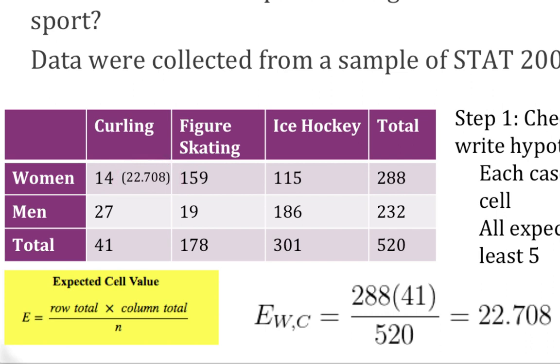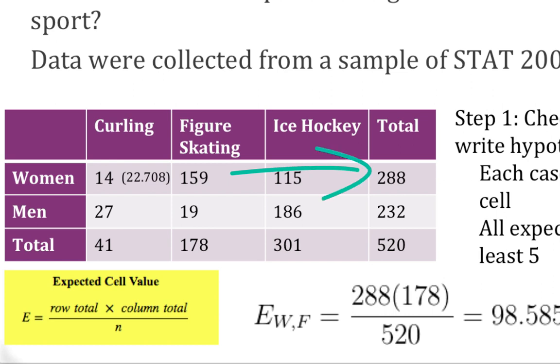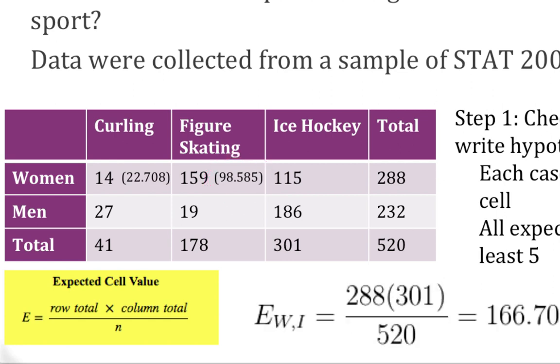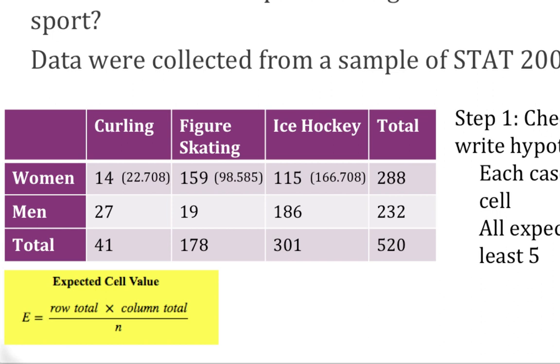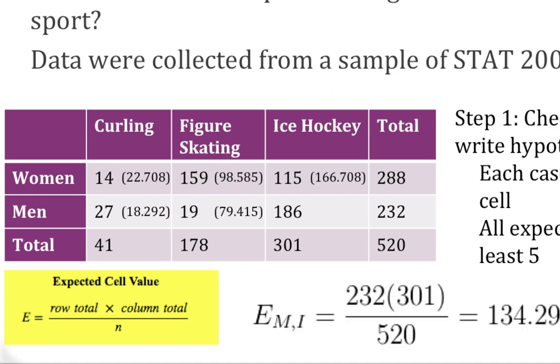Let's look at the next cell, women and figure skating. We have the row total of 288 times the column total of 178 divided by the overall total of 520. Again, we'll store that expected count in the contingency table in parentheses after the observed count. We'll go on and do this for all of the remaining cells. For women in ice hockey, and then the last row, men and curling, men and figure skating, and men and ice hockey.